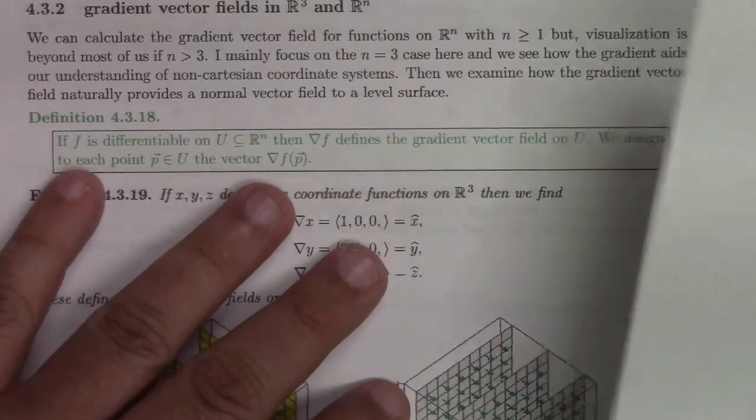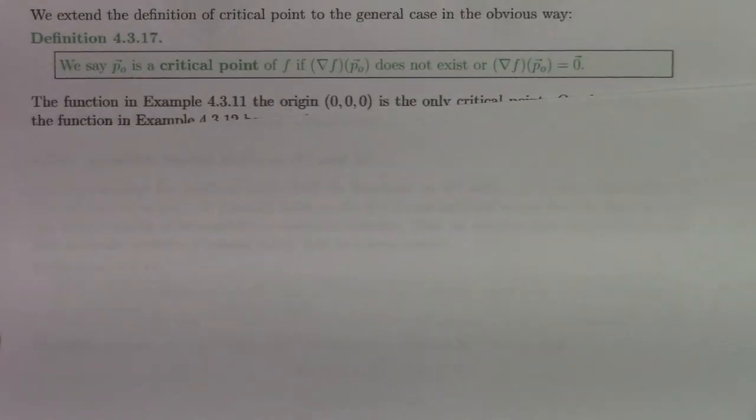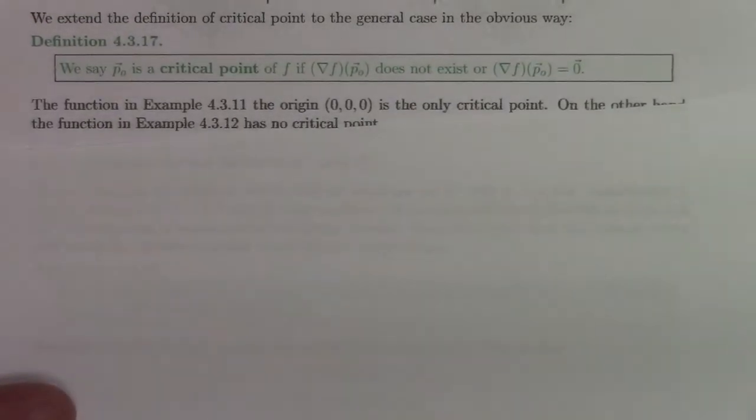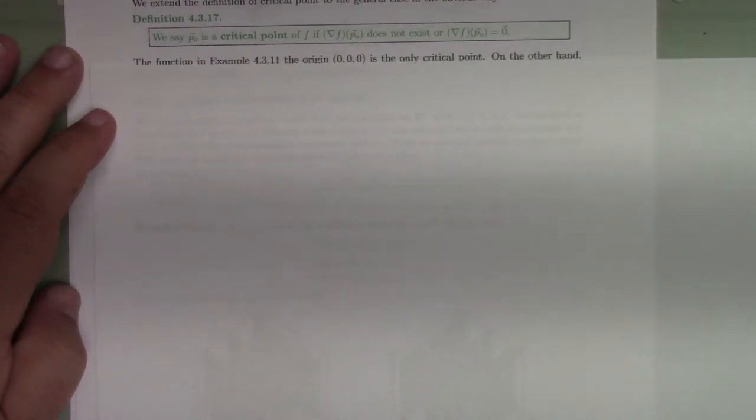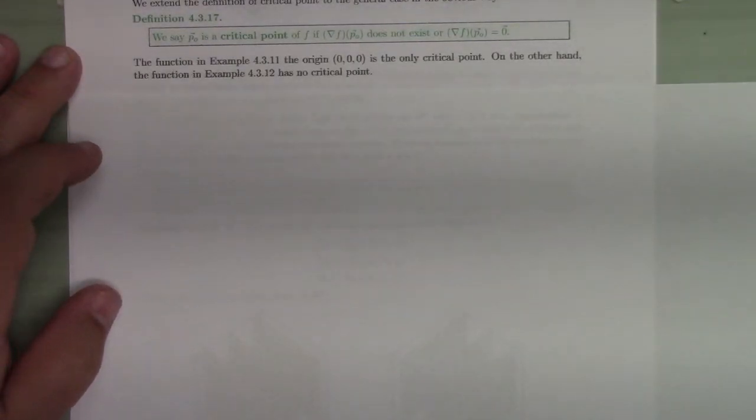All right. So what is a critical point? For a function of many variables, we say p naught is a critical point if the gradient at p naught does not exist or it's 0. Let me zoom out a bit so I stop getting myself into so much trouble. So when the gradient is 0, that's a critical point. Or if the gradient doesn't exist, that could be a critical point, just like in Calc 1 with the derivative.